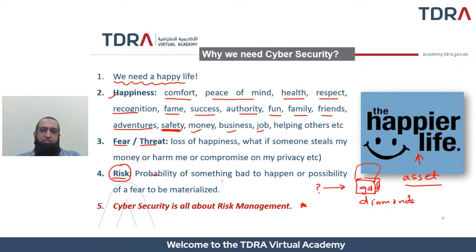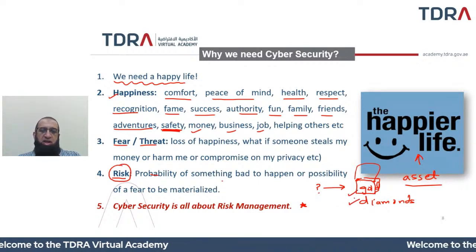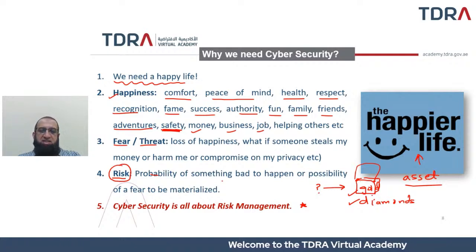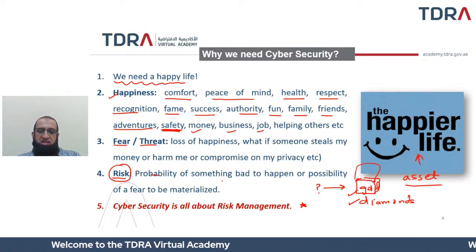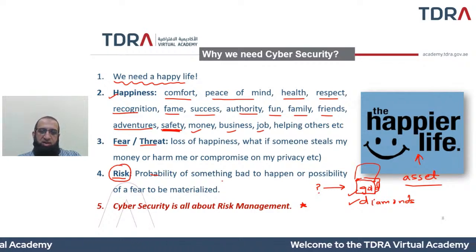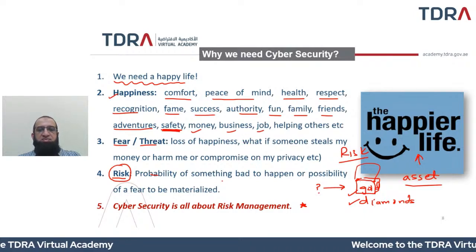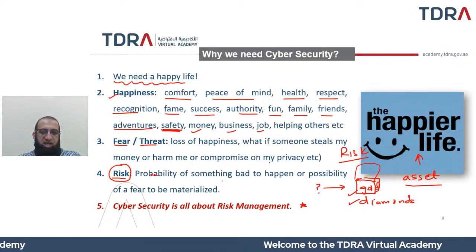Now, consider an environment where we have diamonds or gold or something precious in the purse, right? In that case, what are the threats? A threat might be that someone might steal it, someone might damage it, or I might lose it, right? So this is called the risk. The probability of something going wrong, right? It's going to hit our happiness. So in terms of technology in cybersecurity, it's all about risk management.